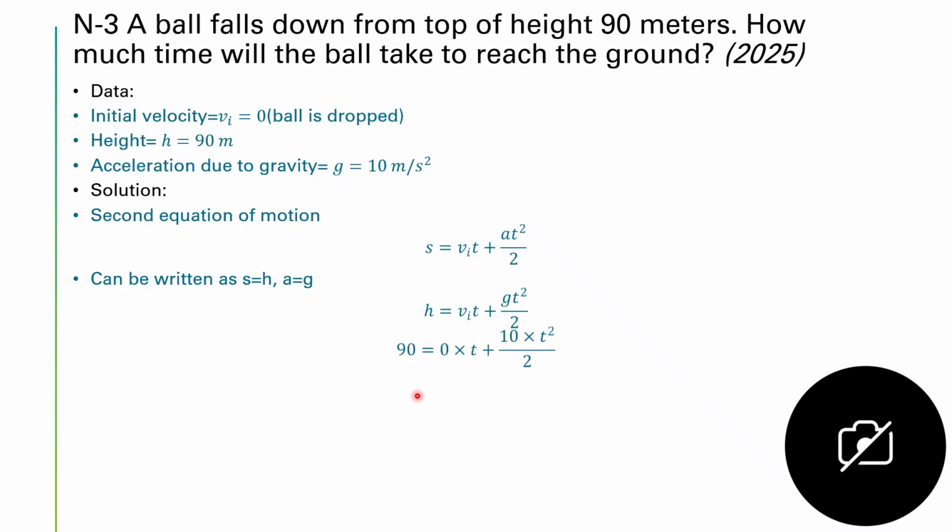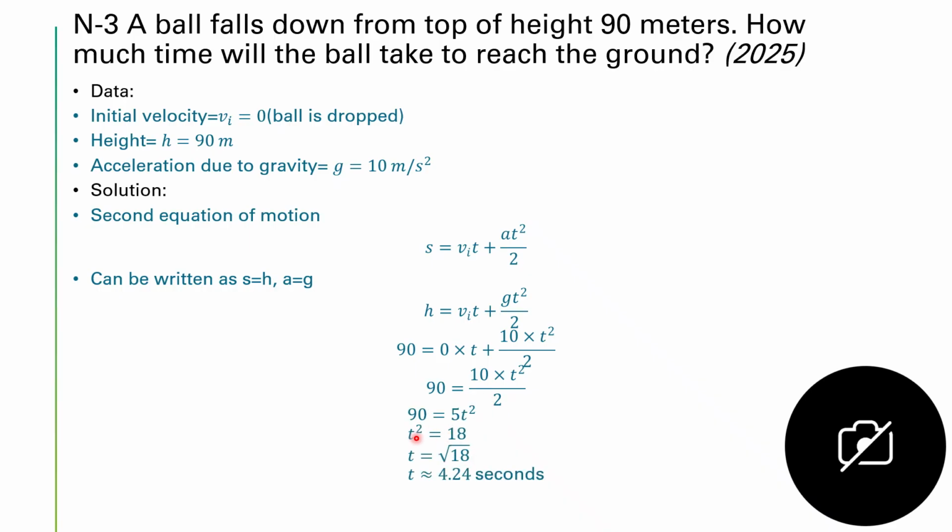Now substitute all the given values. No need for conversion because all the units are given in SI units. 90 meter height, 0 initial velocity, 10 the value of g. Now everything multiplied by 0 becomes 0. In the next step, 90 equals 10 t square upon 2. 10 divided by 2 becomes 5 t square.